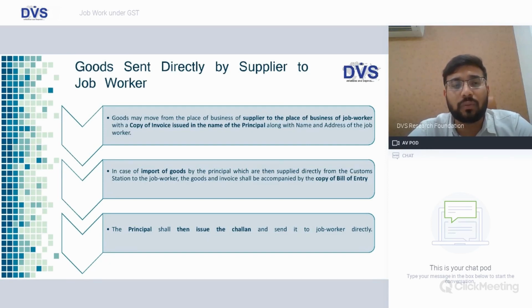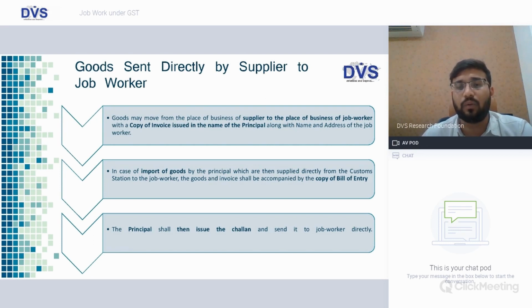Goods sent directly by supplier to job worker. Goods may move from the place of business of the supplier to the place of business of the job worker with a copy of the invoice issued in the name of the principal along with the name and address of the job worker. So, in case goods are being supplied from the supplier to the place of business of the job worker, they can move along with the copy of the invoice issued in the name of the principal. Say, for example, the principal has to purchase something from one supplier, that can be directly given by the supplier to the job worker, and it would be issued in the name of the principal.